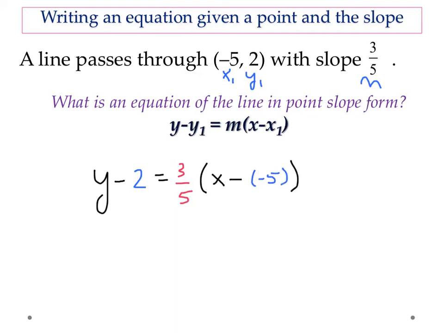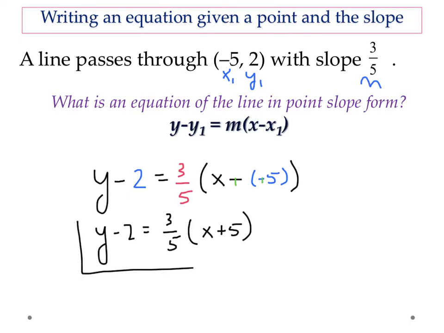Now I can simplify that. I can simplify the back term. We're going to simplify it as y minus 2 equals 3/5 times x, and this will become a plus back here. So I have plus 5. And that is my final answer in point slope form.